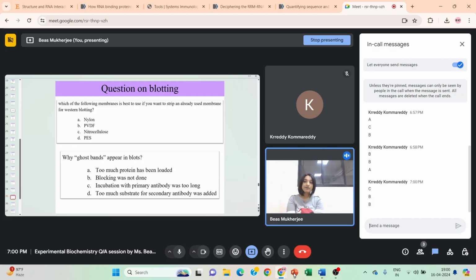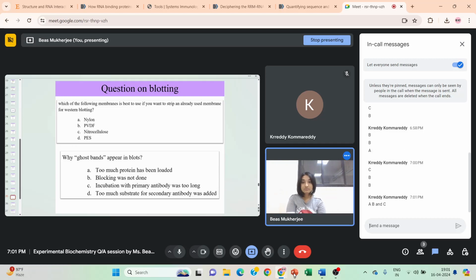We will soon find out why. Why do ghost bands appear in blots? Too much protein has been loaded, blocking was not done, incubation with primary antibody was too long, too much substrate for secondary antibody was added. So that means too much primary antibody was added. So which one do you think is the case? A, B and C, right?